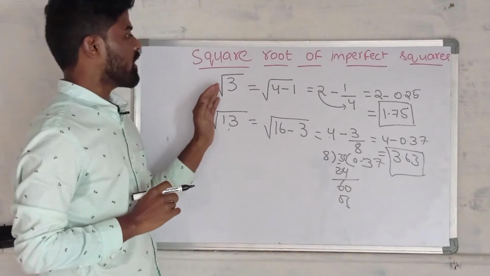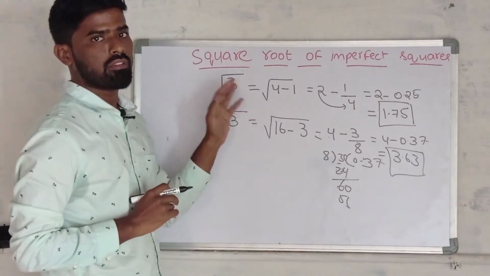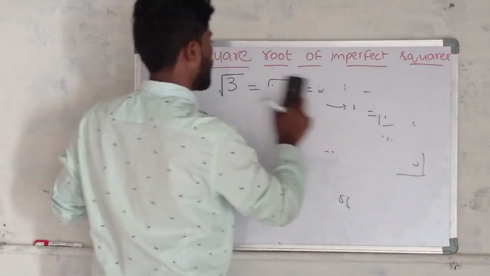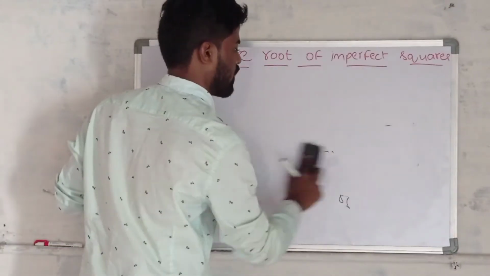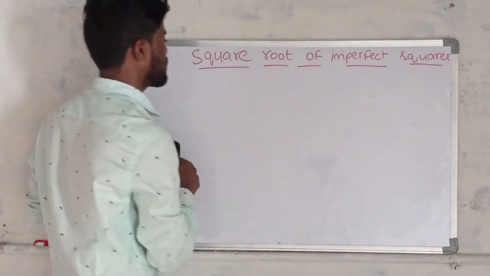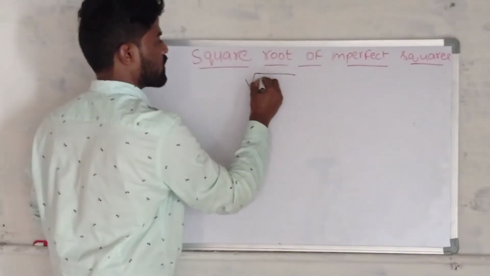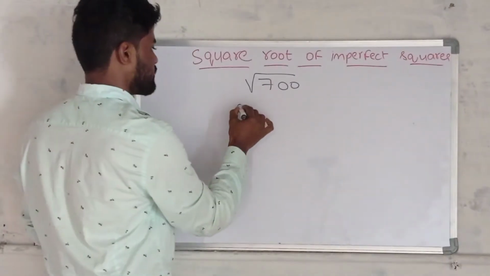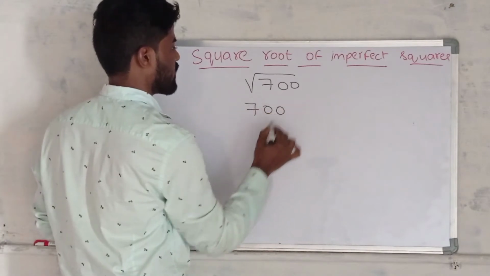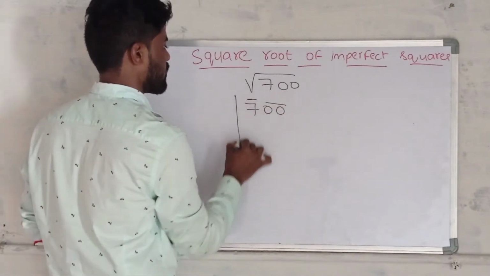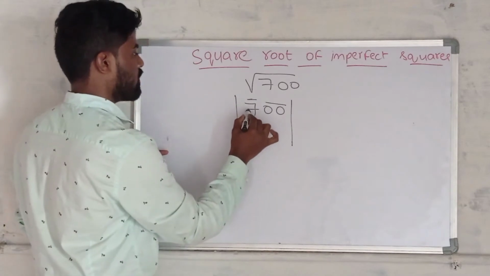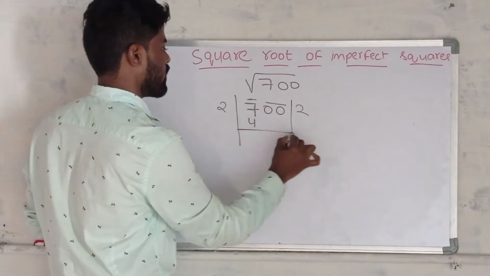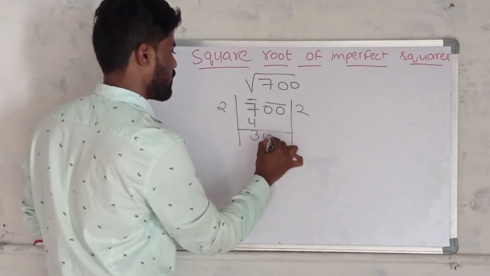Now we will see how to find the exact square root of imperfect square. Square root of 700. We have to find square root of the 700. We use long division method. This to one group, this one group. Divide this number. 2 into 2, 4. 3. Bring down the second group.